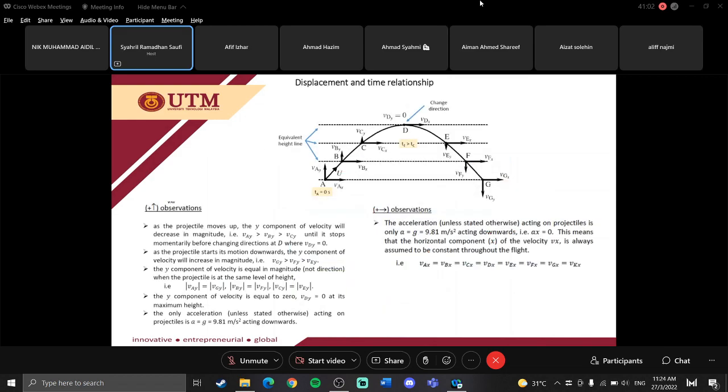Okay. So this is the displacement and time relationship. When you have a projectile, let's say you throw a ball from point A to point G, this is the shape of the motion, or the path, for the ball when we throw. Basically we will have a relationship here. So this is the observation.